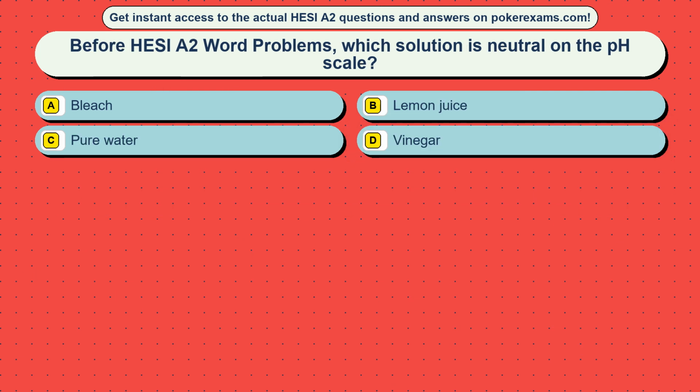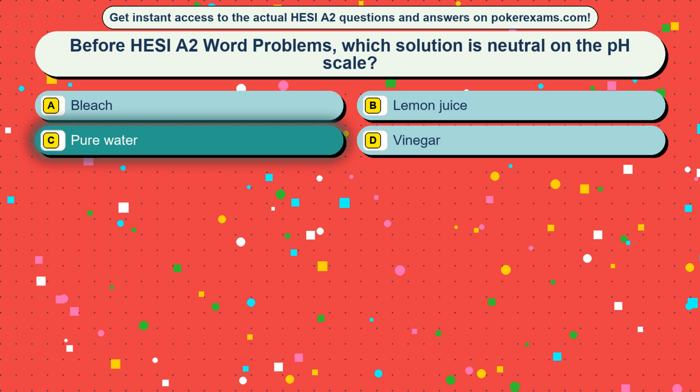Question 35. Before HESI A2 word problems, which solution is neutral on the pH scale? Option A, bleach. Option B, lemon juice. Option C, pure water. Option D, vinegar. The correct answer is option C, pure water.